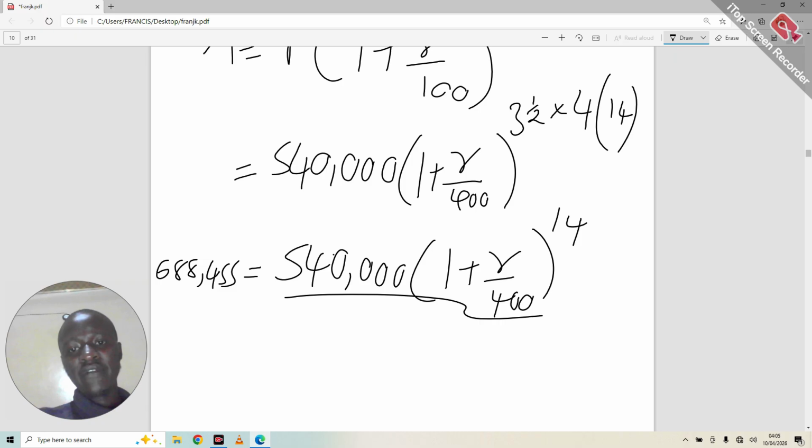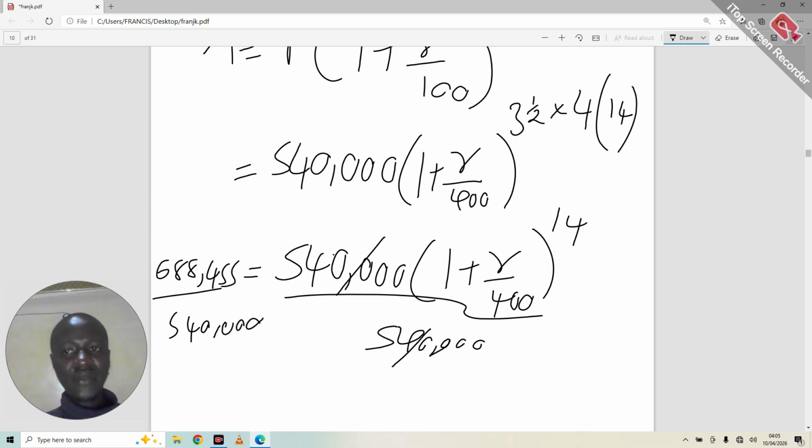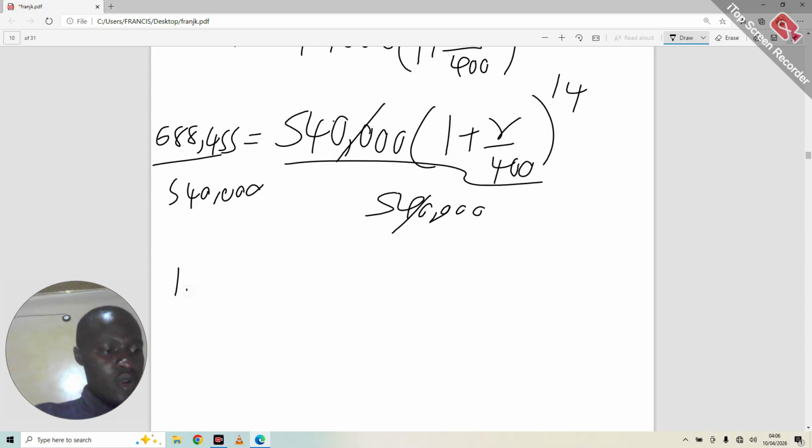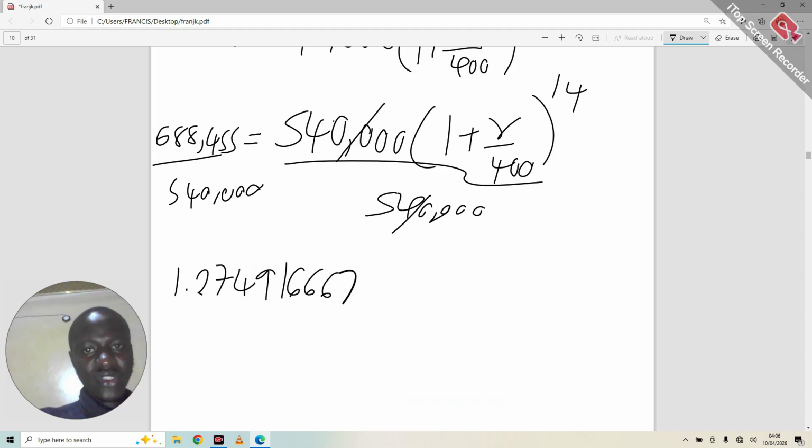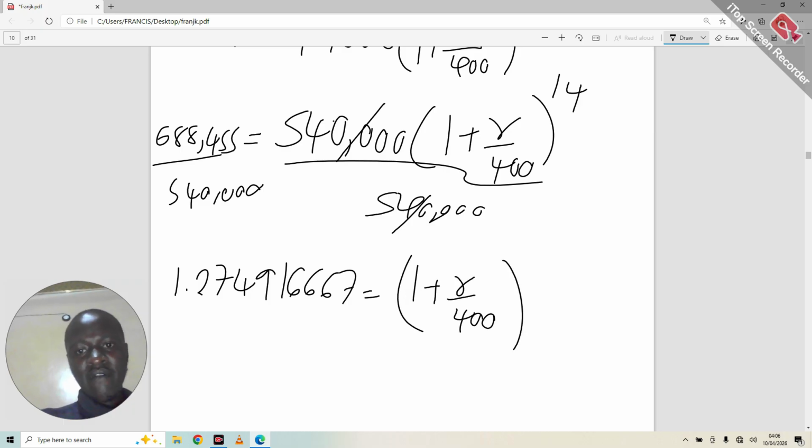So now let's simplify. Divide by 540,000. So this cancels this. So 68455 divided by 540,000, we shall have 1.274916667 equals 1 plus r all over 400, everything to the power 14.